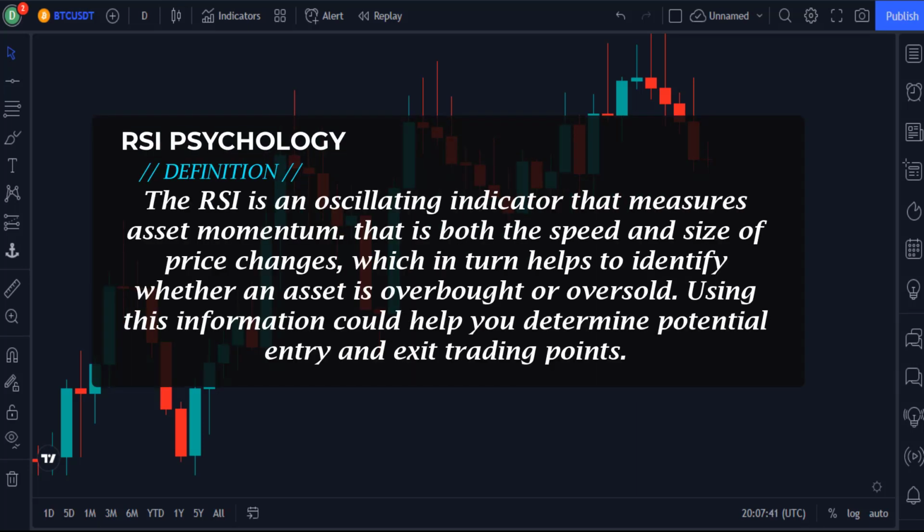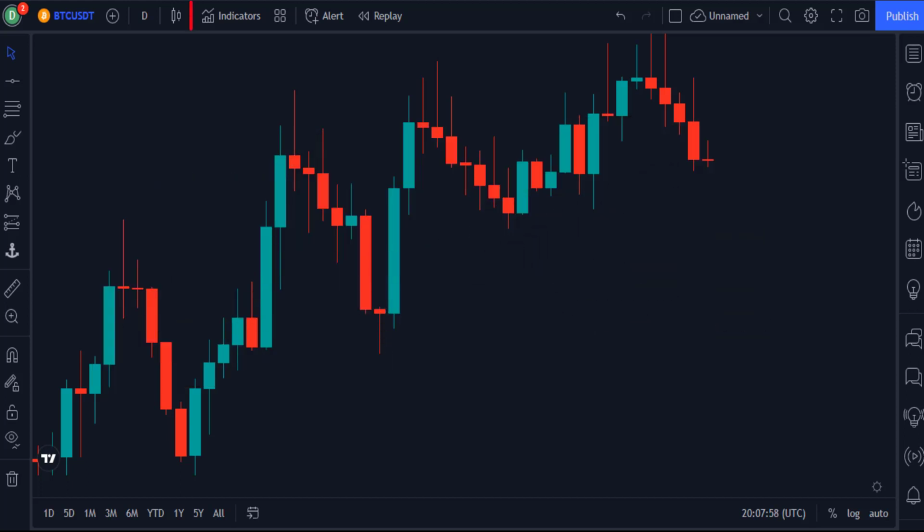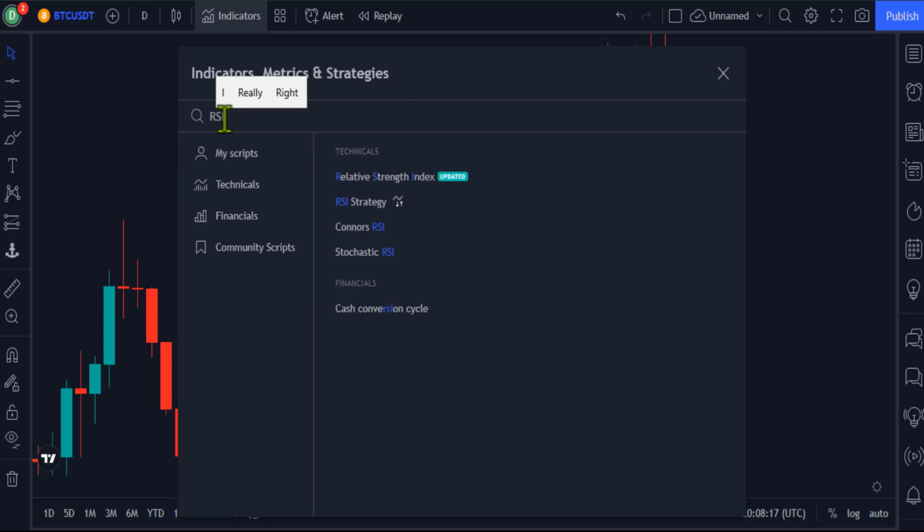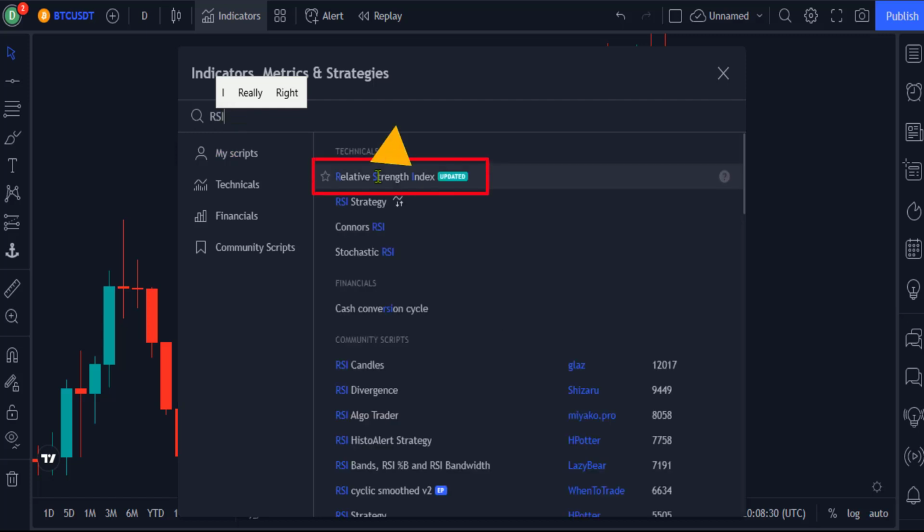The RSI is an oscillating indicator that measures asset momentum. That is both the speed and size of price changes, which in turn helps to identify whether an asset is overbought or oversold. Using this information could help you determine potential entry and exit trading points. With access to this indicators tab, here on TradingView, I will leave the link in the description below. Click on it and type RSI. This one right here is what you will click.